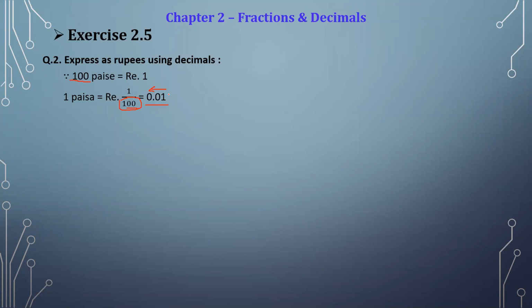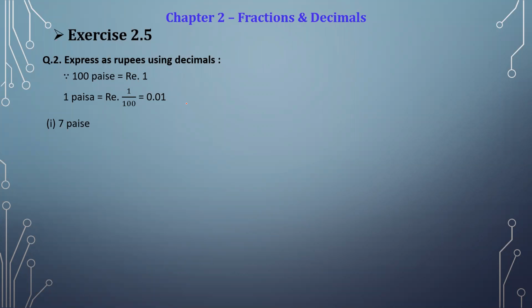So therefore the answer is 0.01. So you can say that 1 paisa is equal to rupees 0.01. That is the conversion, and this conversion we are going to use in the examples in question number 2. Now we will see the first example: how to convert 7 paise into rupees.